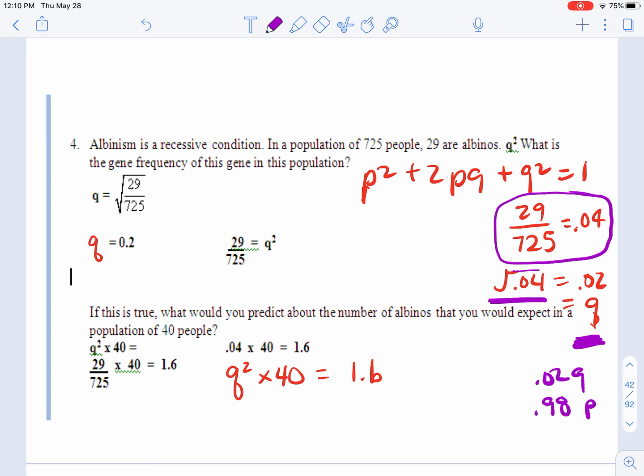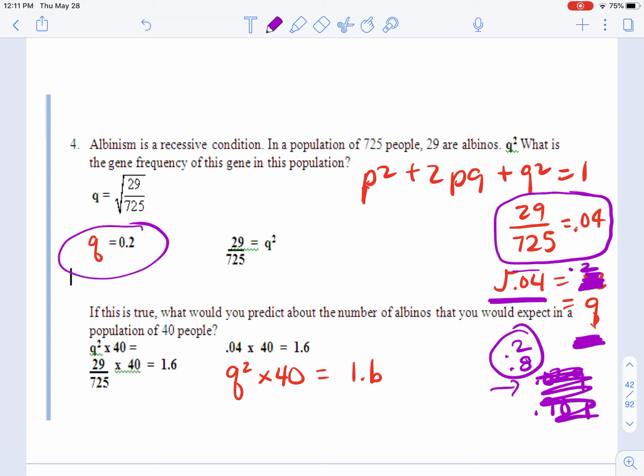Now, if 0.02 is q, that means 0.98 is p. But in this case, they're talking about just the q, so you're only having to use that q as 0.2. What did I do wrong here? I think this was supposed to say 0.2, pardon me. And so it's 0.2 and 0.8. That's my p and q.